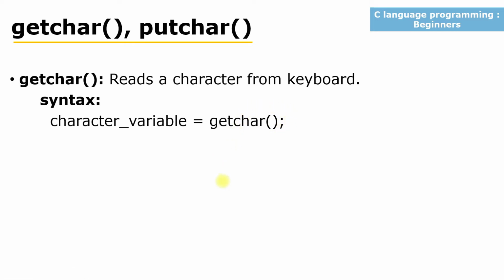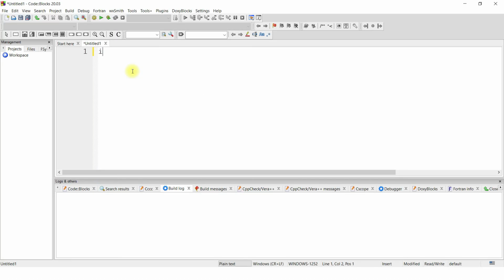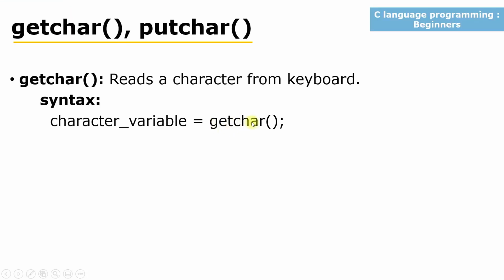I would like to say one thing here. The assignment operator works from right to left. For example, if you declared a data item like this, the assignment operator will assign the value from right to left. It means the value 111 will be assigned to student ID. In the same way, getchar will read a character from the keyboard during the execution of our program. Once it reads the character, that value will be assigned to the character variable.